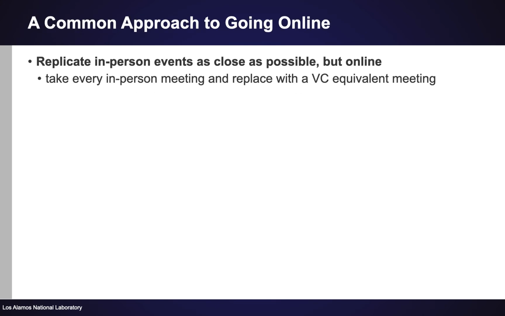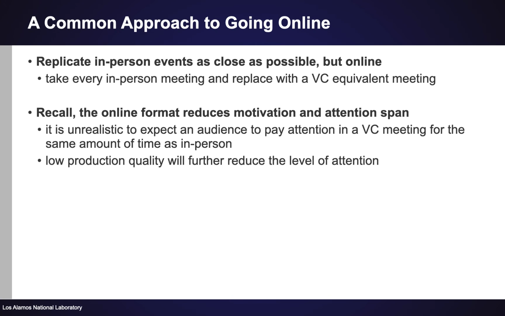A common approach I see for people going online at this particular time is they take the agenda for an in-person meeting and try to emulate it as closely as possible in an online format. The simplest way of doing this is to take every in-person meeting and replace it with a video conferencing equivalent of that meeting, which is a fully synchronous, many-to-many type of communication. But I would like to recall that this online format of communication reduces motivation and attention span. So it seems quite unrealistic to expect an audience to pay attention in a VC context for the same amount of time that they would have in an in-person context.